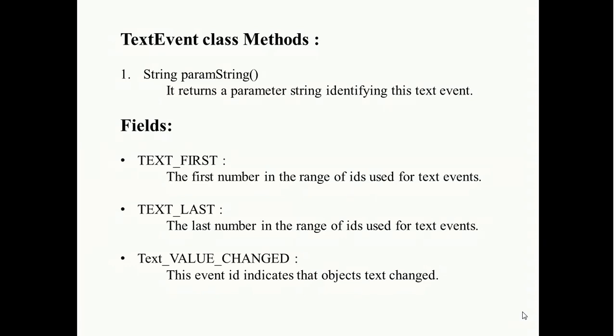TEXT_FIRST is nothing but the first number in the range of IDs used for the text event. The second field is TEXT_LAST, this is the last number in the range of the IDs used for the text event. And the TEXT_VALUE_CHANGED field, this event ID indicates that object text changed.